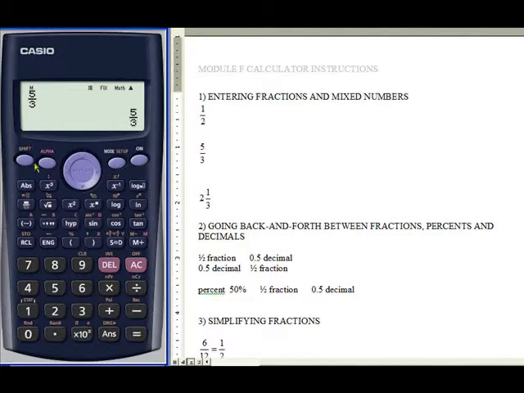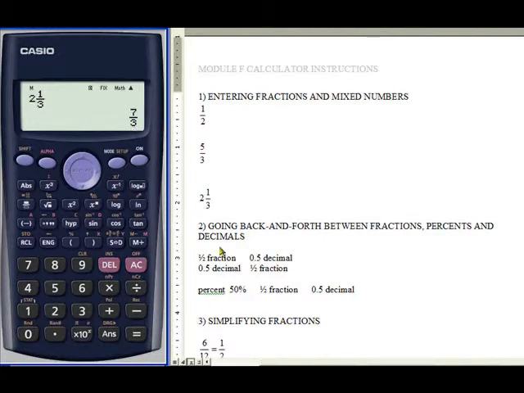For a mixed number, you have to get to the mixed number area, which is shift the fraction button. Then you have to enter 2, right arrow to go to numerator, 1, right arrow to go to the denominator, 3, right arrow to get out of the fraction mode, equals. Now when you push equals, it automatically converted the mixed number into an improper fraction.